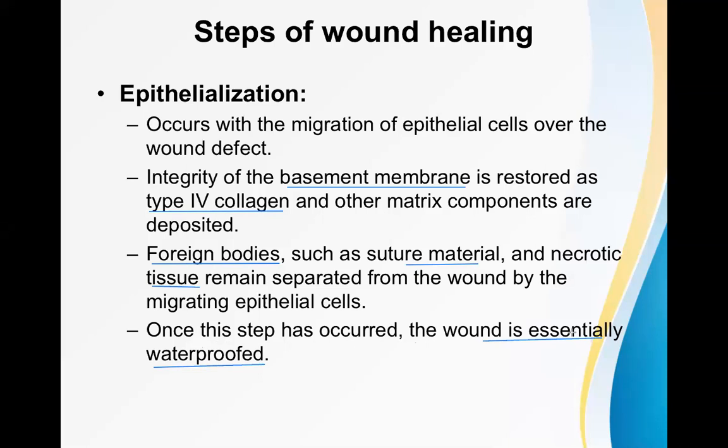So what are the steps we talked about till now? The first is the coagulation step, second is inflammation, early and late. Okay, the third is synthesis of collagen by the fibroblast. After that, angiogenesis or new blood vessel formation, and then epithelialization. Let's move on.